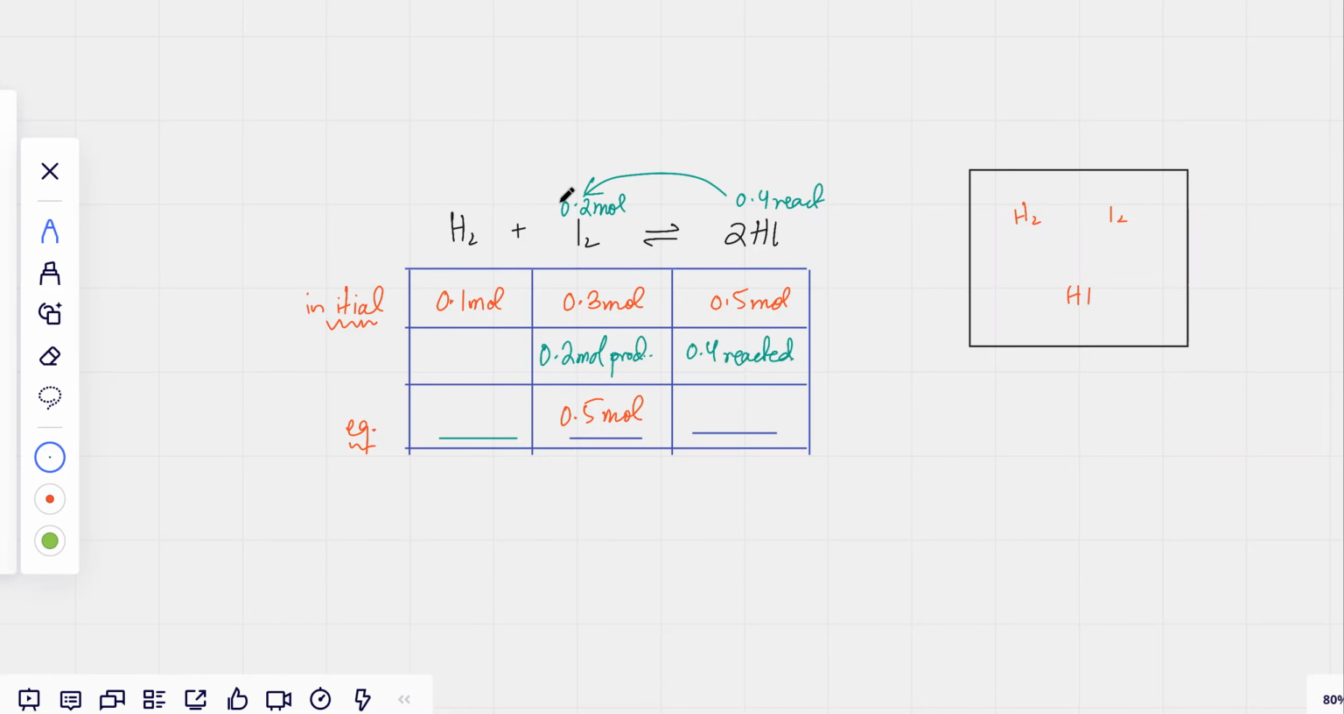So the quantity of HI would decrease. You started off with 0.5, and you now know that 0.4 of that has reacted. So how many moles are you left with? You're left with 0.1. Out of the 0.5, 0.4 are gone, they've reacted, so you're left with 0.1. Is this clear?